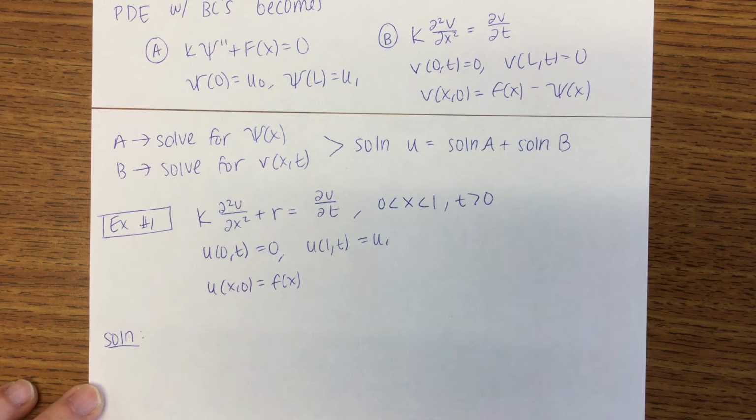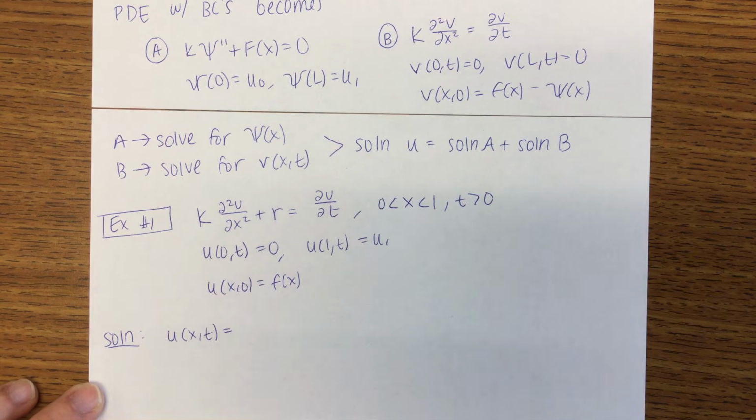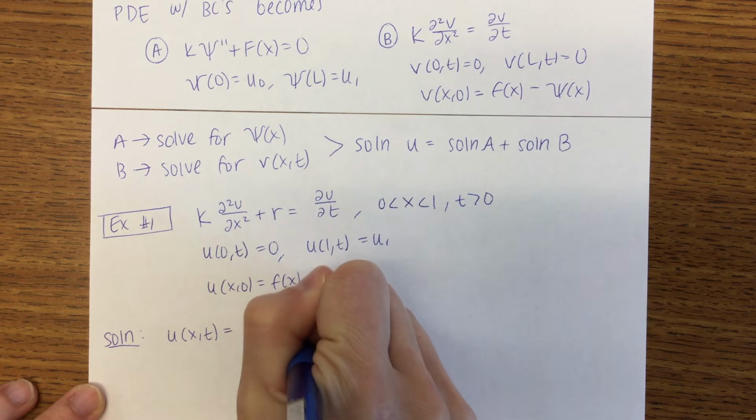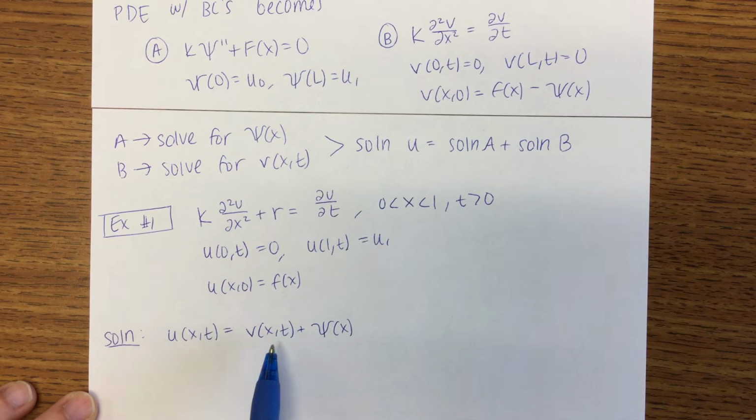Here's how your solution is going to start. We are looking for u of x,t, but we said that u of x,t is going to be v of x,t, add psi of x. So ultimately, we're going to be finding these two, adding them together to get u.